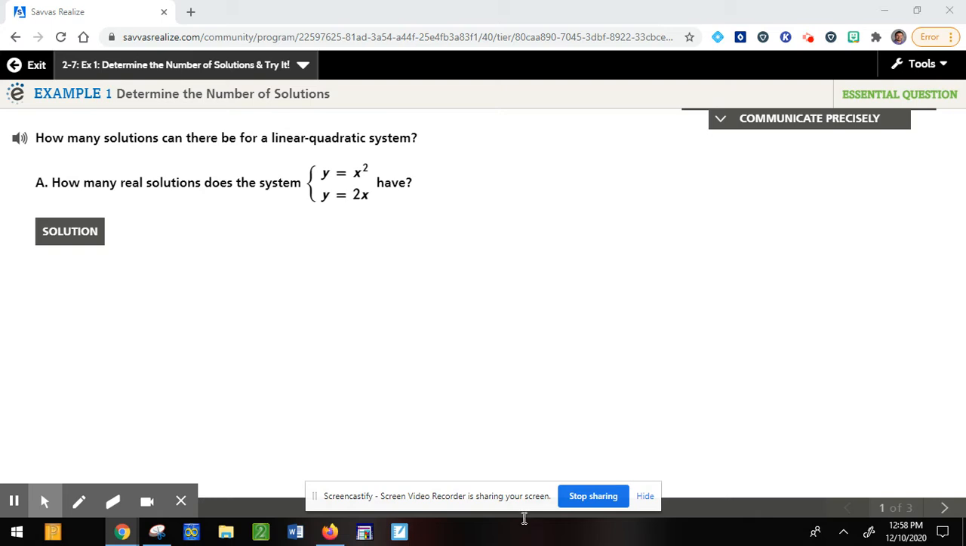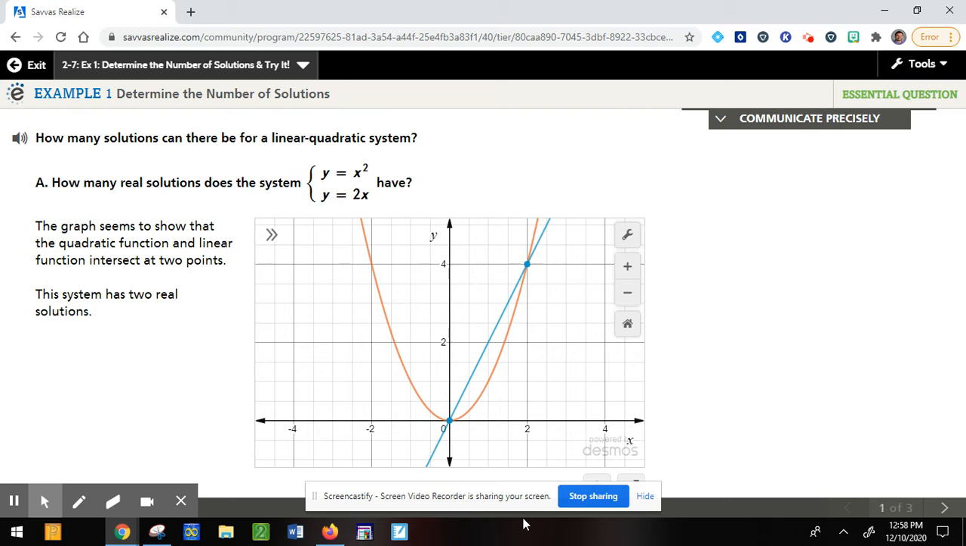Now we're looking at systems of equations that involve linear and quadratic functions. So how many solutions does this system have? The amount of solutions it has is how many places the line and the parabola intersect. So if you look at the graph of this one in particular, it's crossing twice, so the system has two solutions.